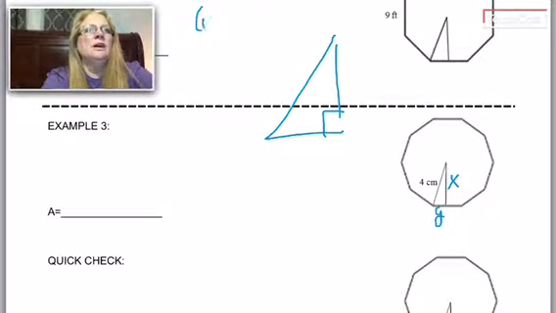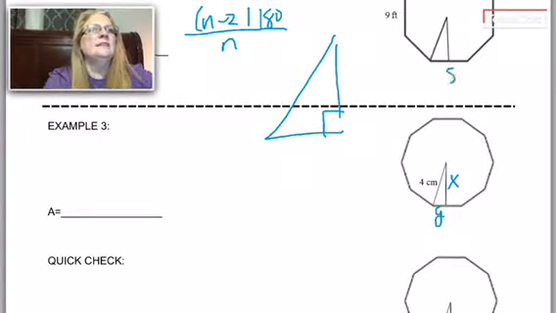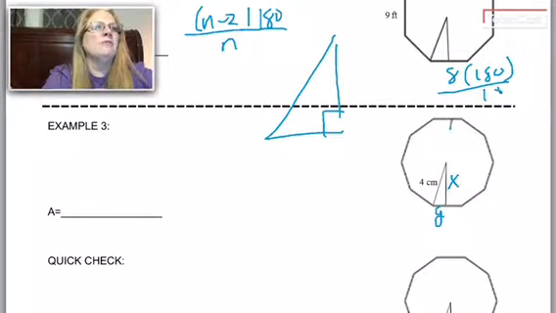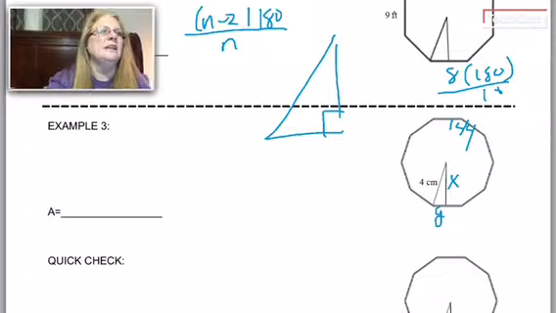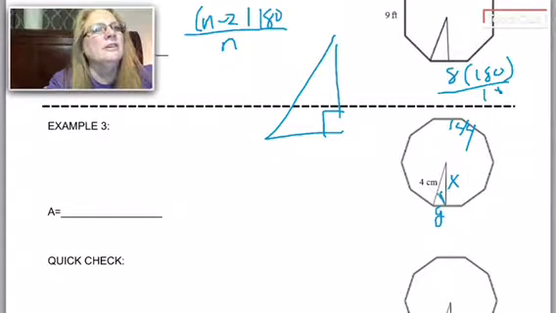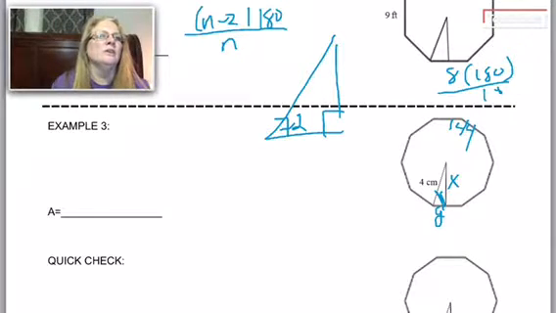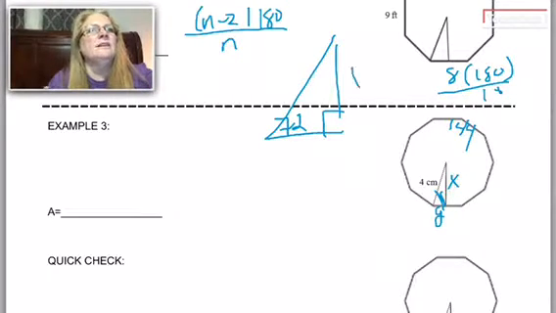If you do n minus 2 times 180 divided by n, we have 10 sides, so that is 8 times 180 divided by 10, I get 144. That means each interior angle in this decagon is 144. We have to cut that in half to find this base angle right here. So that is 72.